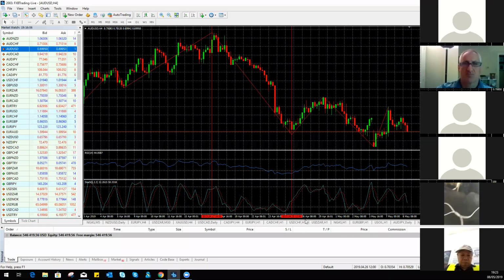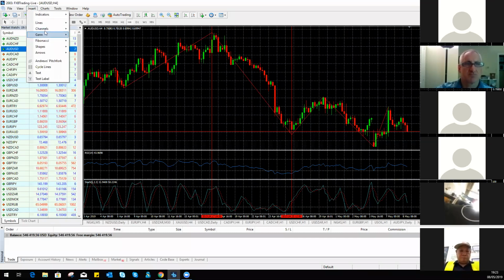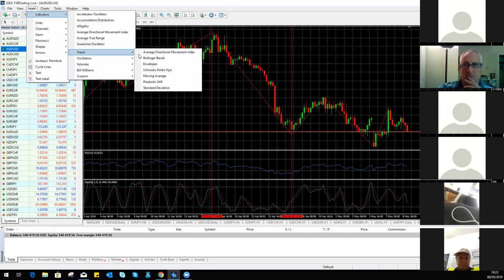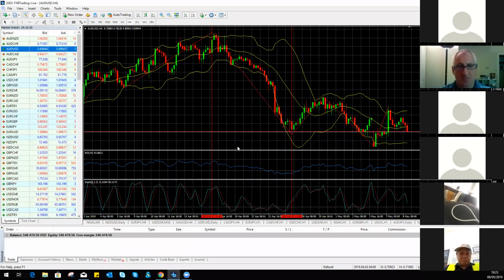Now, there are another 2 indicators that I use. I'm going to go ahead and add them. The next indicator I'm going to add is a trend indicator. It's called Bollinger Bands. So these are the Bollinger Bands. Basically, what the Bollinger Bands attempt to do is to enclose the market within them. This is the top Bollinger, and this is the bottom Bollinger.